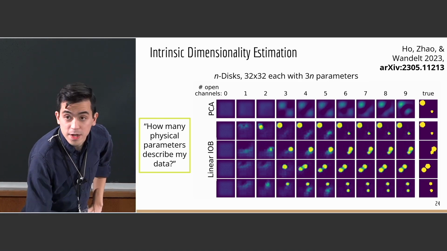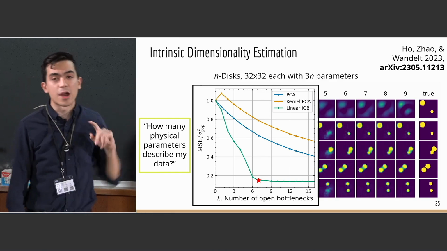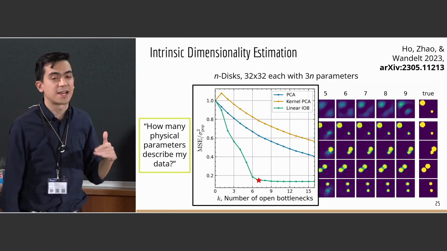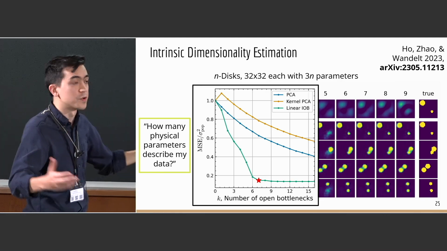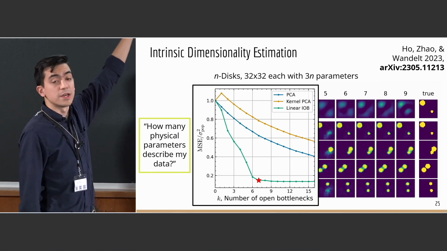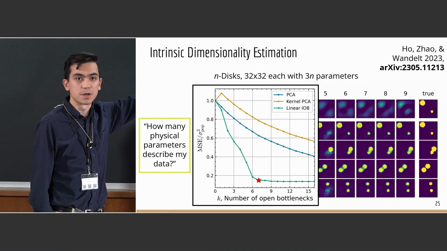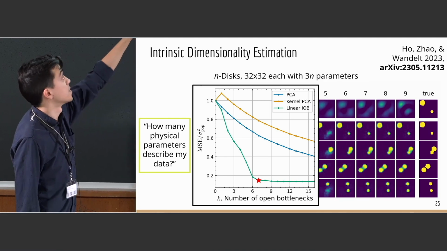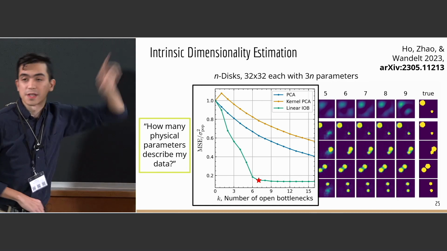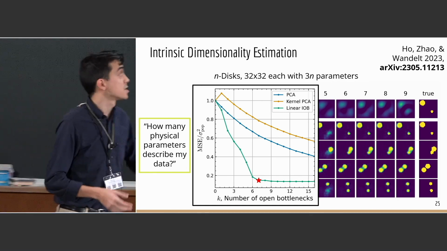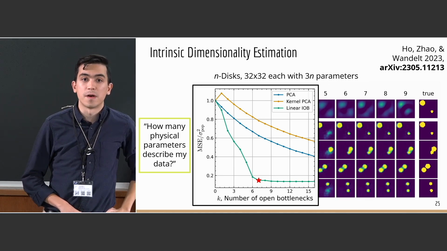Stated a little more quantitatively, I'm now showing on the y-axis the error in these predictions, and on the x-axis the number of open bottlenecks. As you expect, the more bottlenecks you have open, the better you do. But what we can see in our linear IOB is that it saturates at just about 7, a little bit close, and I've compared it to PCA and kernel PCA, which do terribly. In the paper, shown at the top right, we provide theoretical guarantees to identify that this is the true intrinsic dimensionality of your data.